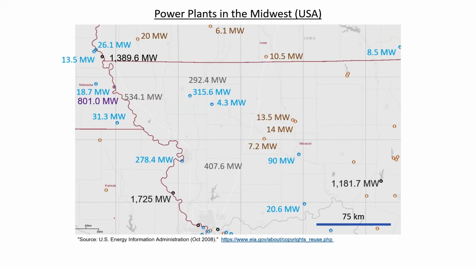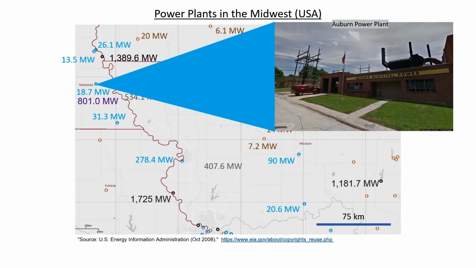Let's now take a look at a natural gas facility. This is a photo of the Auburn power plant. This is a small town in Nebraska. This is an 18.7 megawatt power plant. And what's interesting about this particular power plant is that it's right in the middle of the town. That's an indication of how clean natural gas is. It's a carbon emitter for sure, but it doesn't emit dangerous things like sulfur dioxide, for example. It tends not to cause acid rain.